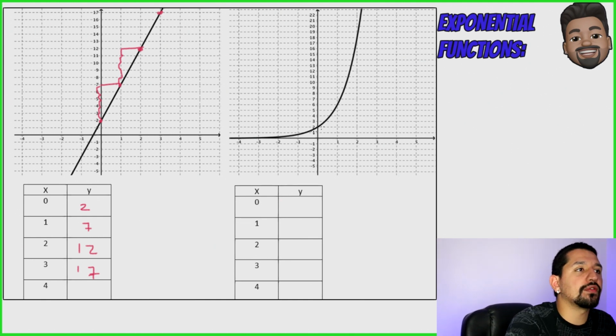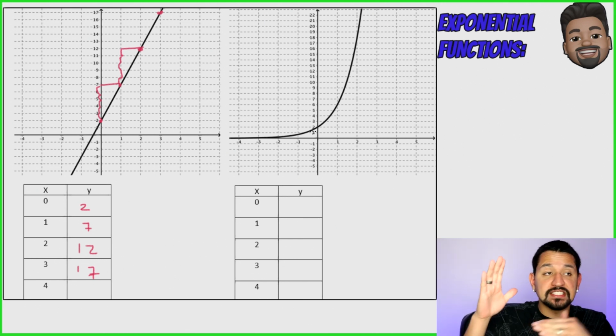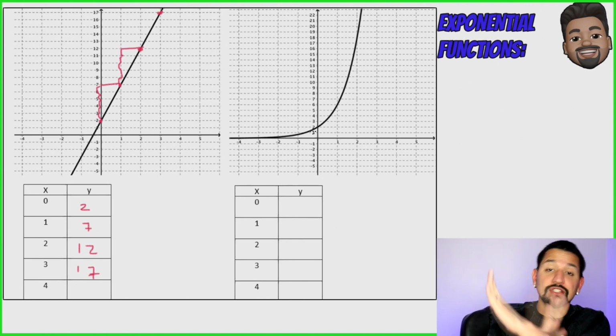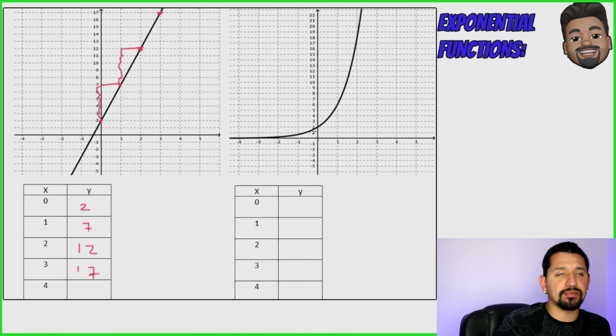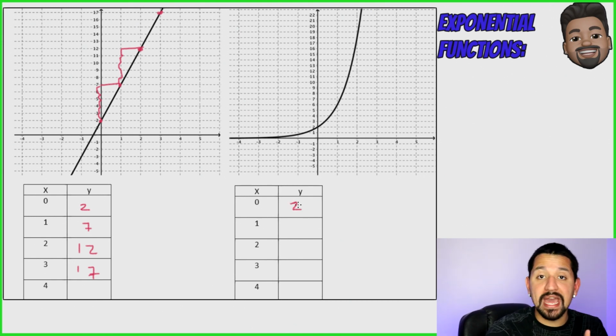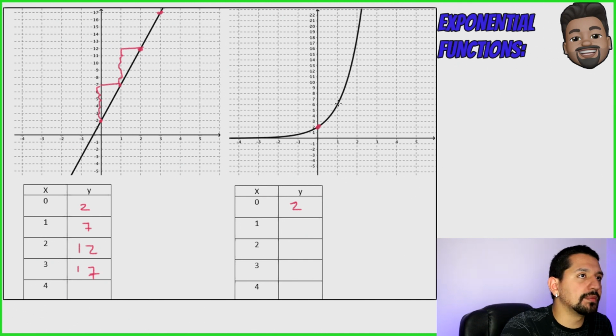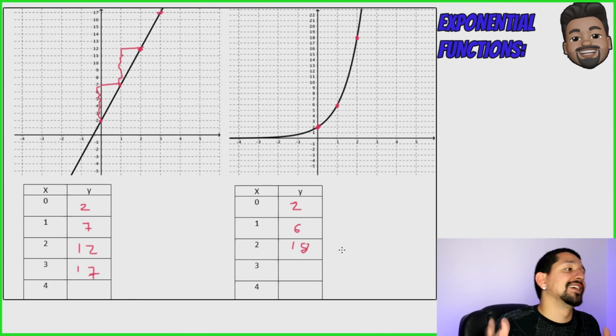Let's go to this other graph that has this kind of wicked curve, right? You can see this curve, it starts off very slowly and then it starts to take off. We spoke about that previously. Let's go ahead and graph this. 0 comma 2. So look, they both have the same starting value, but you'll notice something dramatic is going to occur. 1 comma 6, 2 comma 18, and I can't even see 3. So I'm pretty much already like, holy crud, that's all I can get to.